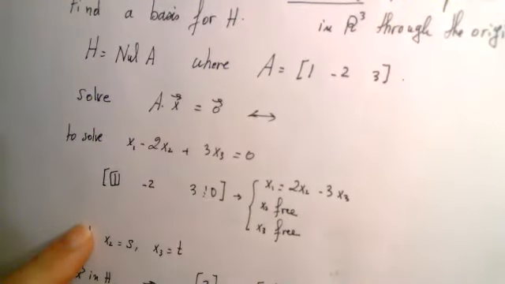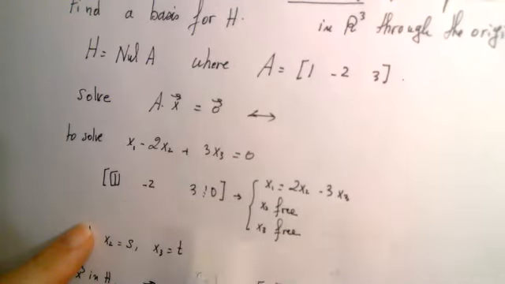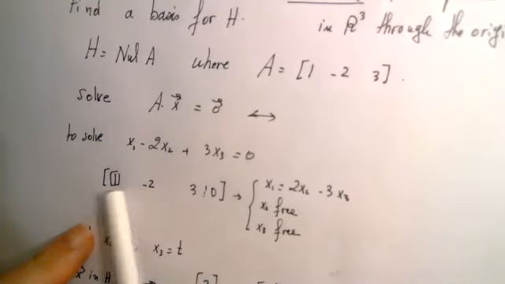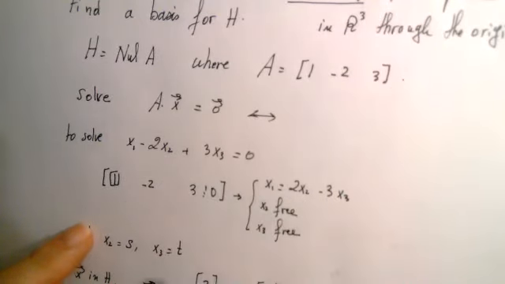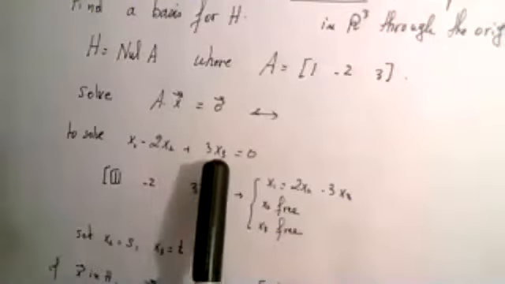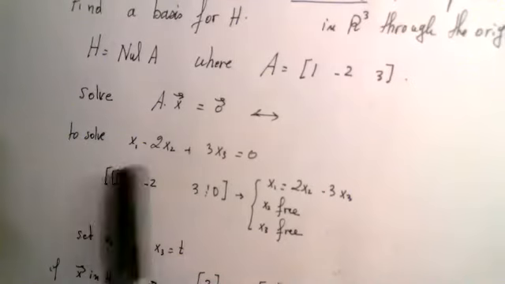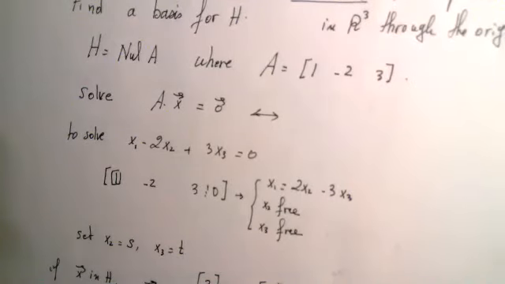How can I solve this? Of course, x3 is free. x2 is free. x1 is 2x2 minus 3x3. There is no way out to solve this equation. x3 can take any value. x2 can take any value. If I know x2 and x3, then x1 will be dependent or constrained on x2 and x3.